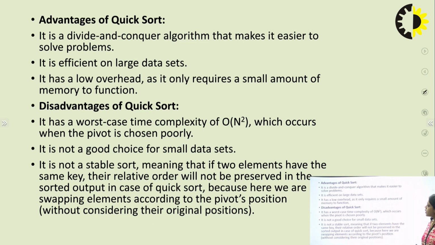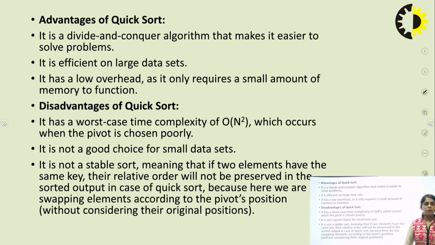So these are the advantages and disadvantages of quicksort. If we talk about advantages, the plus points: it is a divide and conquer algorithm that makes it easier to solve problems. Second, it is efficient for large data sets. It has a low overhead as it only requires a small amount of memory to function.